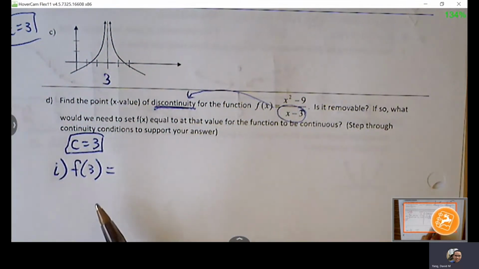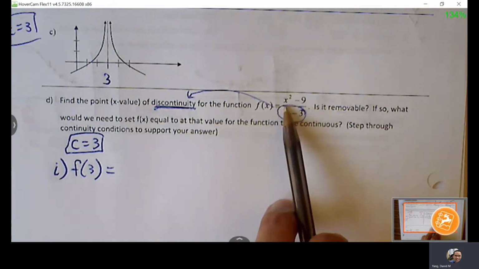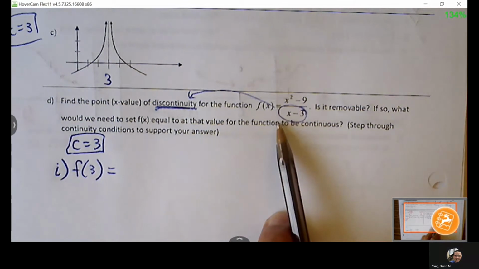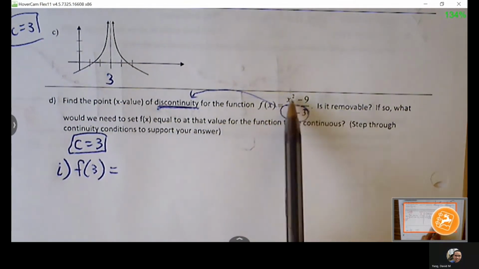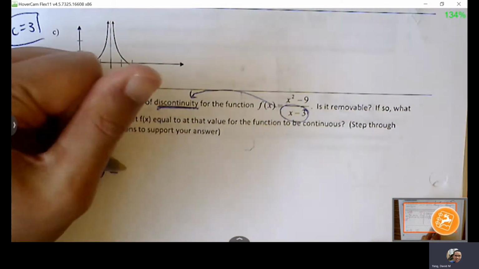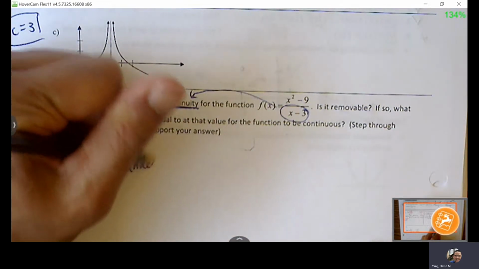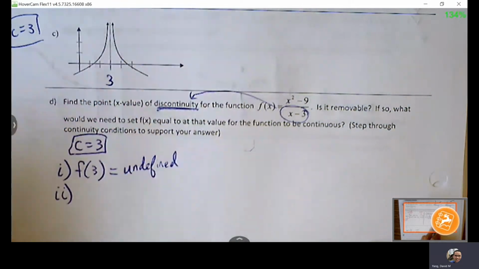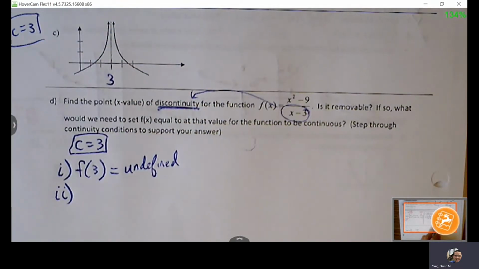So what's f of 3 equal to? Well, if I plug 3 in for x, what do I get? Do I get a point? Yeah, 0 over 0. We know that's undefined, right? Maybe not for a limit, but I know for a point, it's definitely undefined. So undefined or does not exist. Either is fine. Now we're completely relying on the expression. We don't have the graph in front of us.